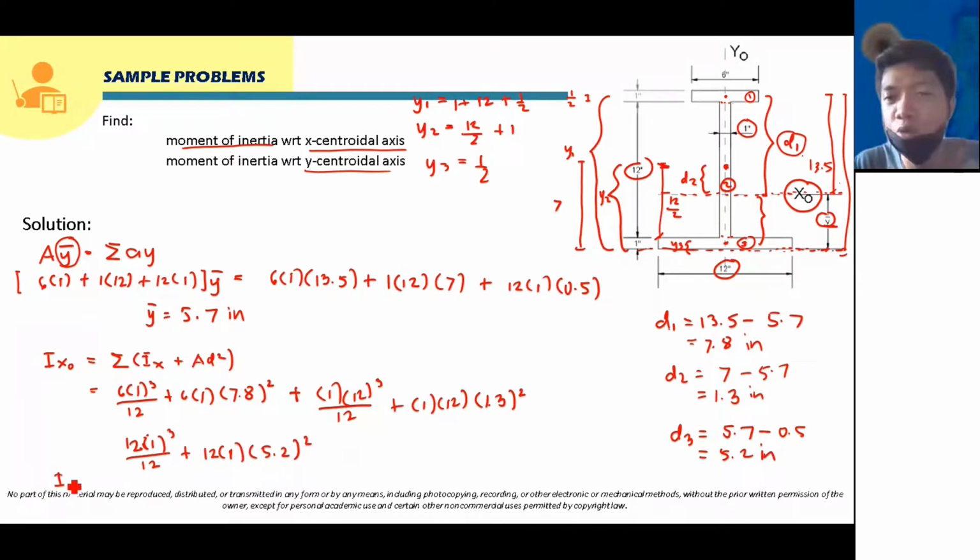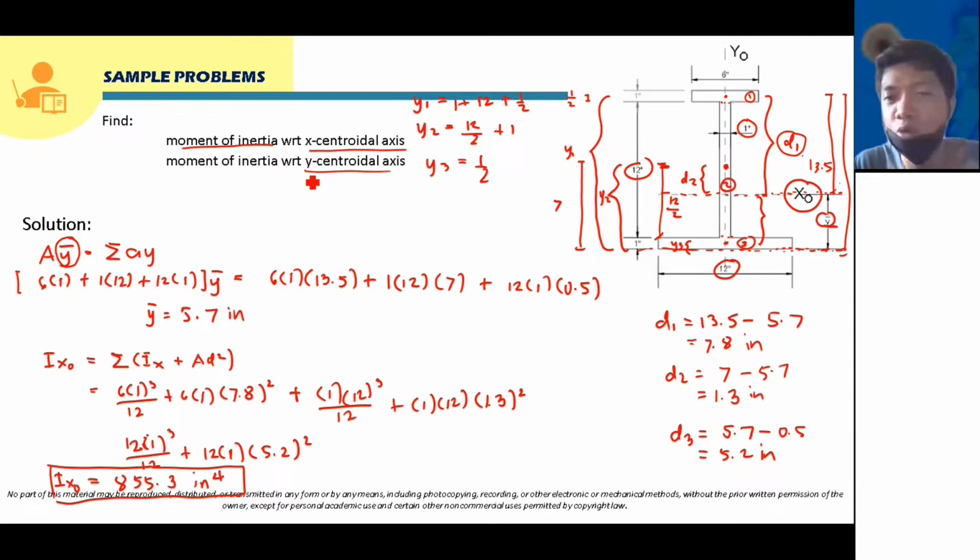Class, please input this in your calculator. 855.3 inches to the 4th. Is this correct? Are you getting the same answer? No more decimal places here? Okay, are you sure? So this is already your I sub x sub o, class.